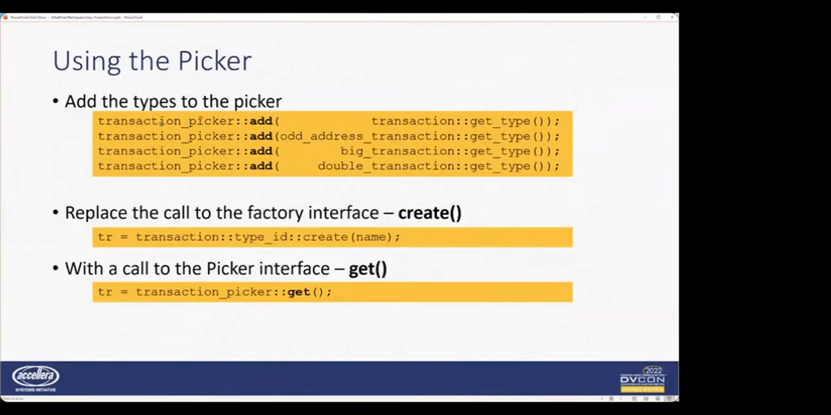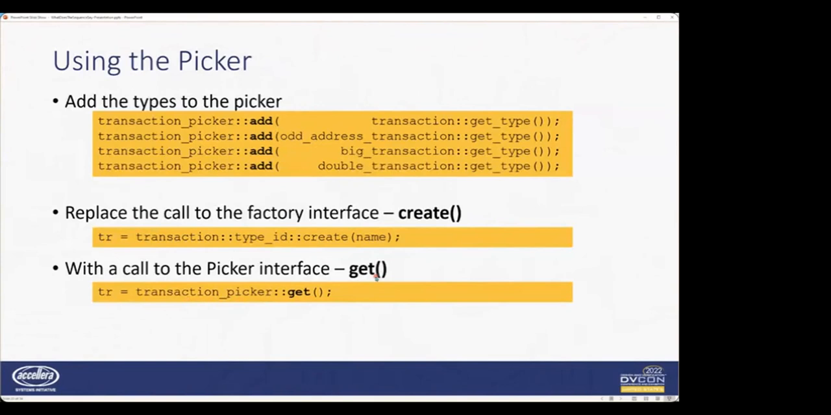Well, how to use the picker? You just call transaction picker::add, and then you say, I want to put my transaction in there. And then there's some syntax over here, get type. And then I want to put my odd address transaction in there, my big transaction, my double transaction. So now they're all in using the add routine. And then any place where we had been calling the factory, so any place where we're doing transaction type ID create, we're going to replace that with transaction picker::get. That's it. That's all we have to change in our code.